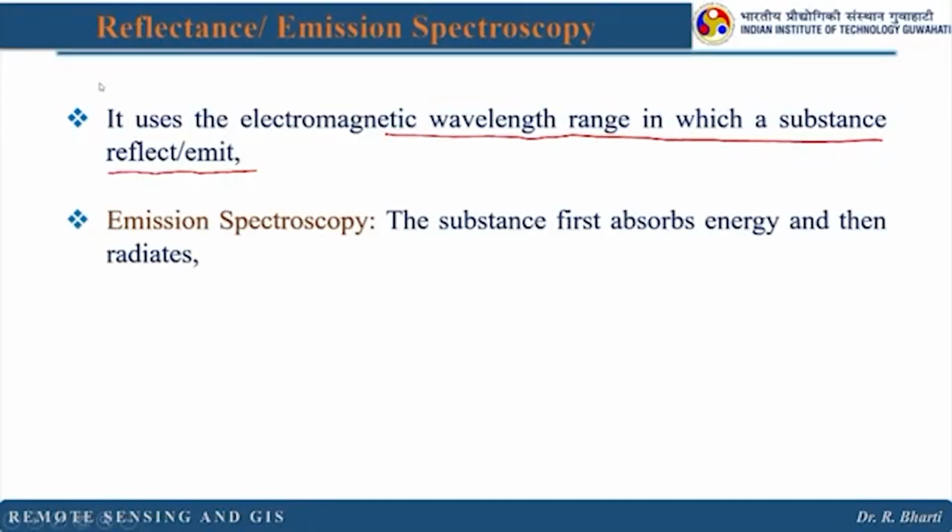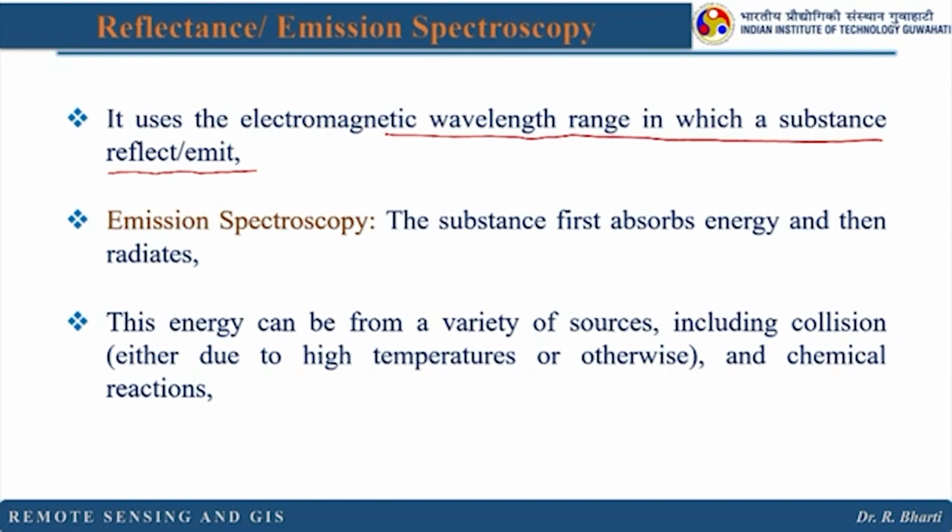In emission spectroscopy, the substance first absorbs energy and then radiates, because that is the fundamental of remote sensing. When light illuminates a surface, some amount of light will get absorbed, and to maintain equilibrium with the surroundings, what will happen? The sample will re-emit the absorbed energy in the longer wavelength region, and that we measure in thermal remote sensing.